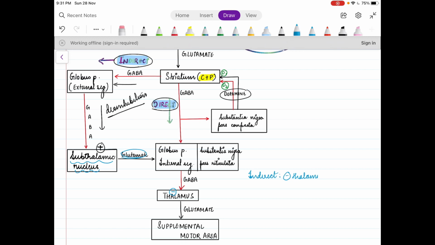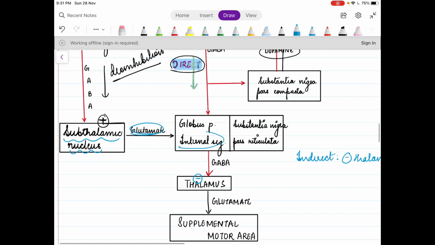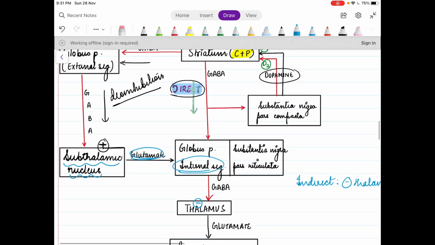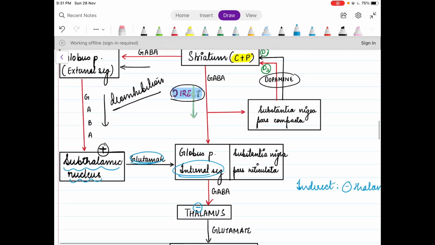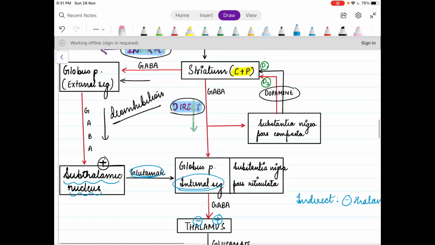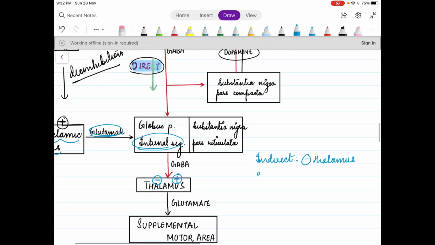Now we'll talk about the direct pathway. The direct pathway starts when the striatum releases GABA, which then acts on the globus pallidus internal segment. The globus pallidus internal segment then releases GABA again. So here also, when there are two GABA responses in series, this phenomenon is known as disinhibition, which ultimately causes the stimulation of the thalamus. As we studied, the indirect pathway causes the inhibition of the thalamus, whereas the direct pathway causes stimulation of the thalamus. So here we can write that the direct pathway causes the stimulation of the thalamus.